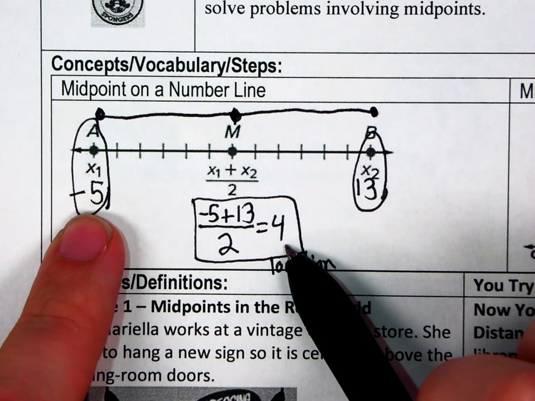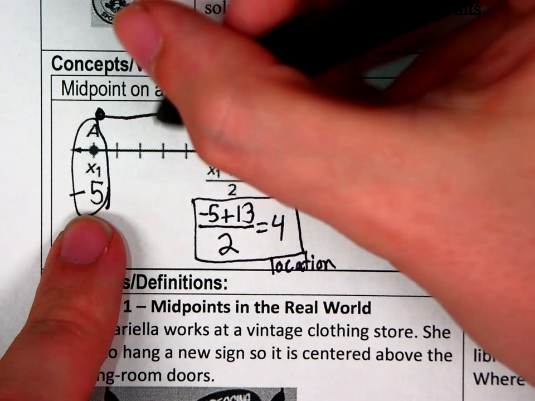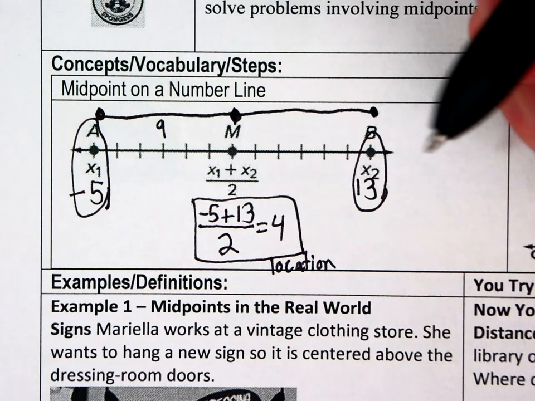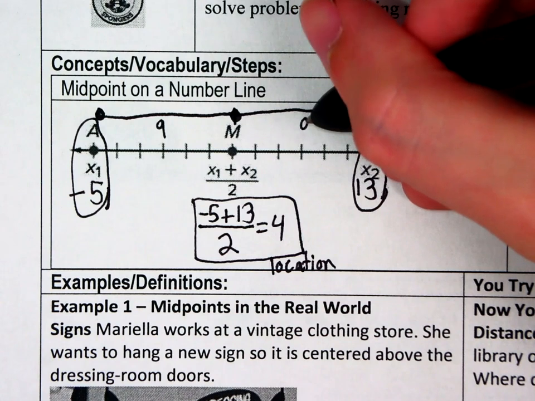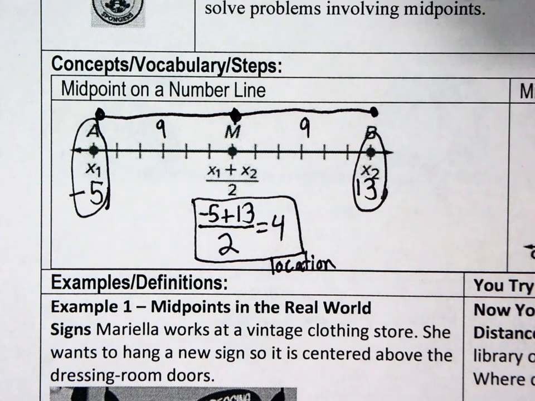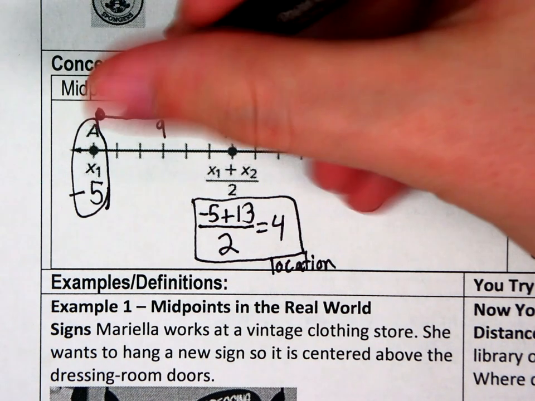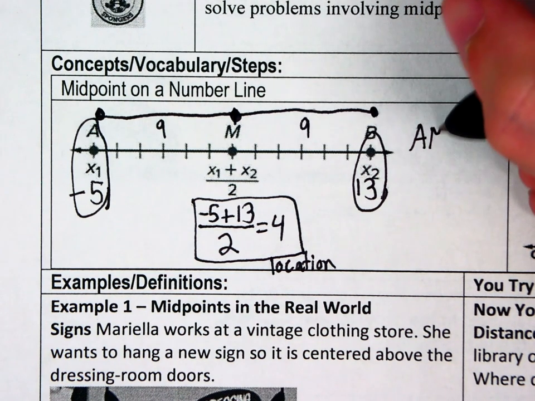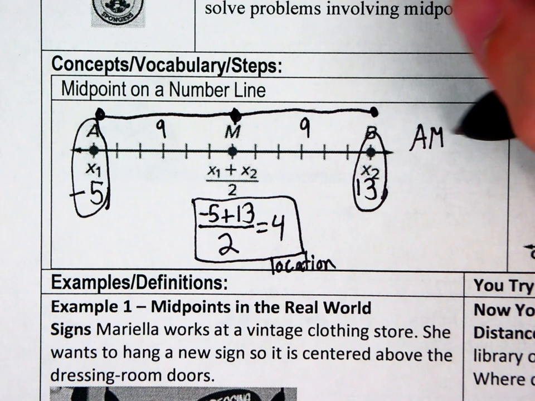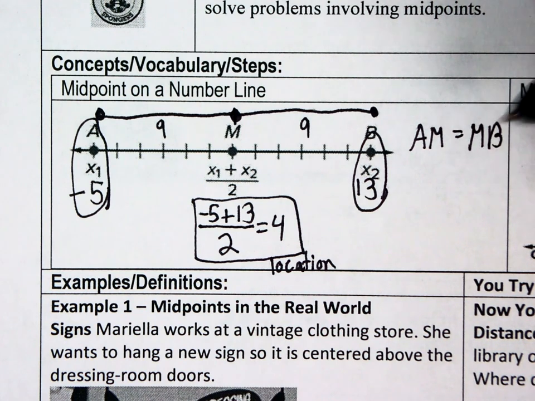-5 to 4 would be a distance of 9. This would be 9 long. The distance from 4 to 13 would also be 9 long. Because these lengths are equal, we would write that as AM, the distance from A to M, is equal to the distance from M to B.